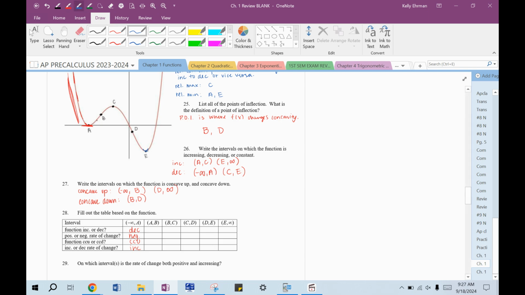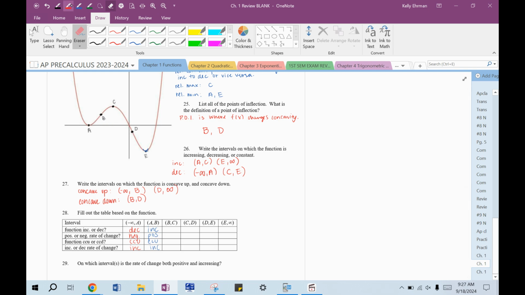Let's do it for A to B. Is the function increasing or decreasing? Definitely going up, so increasing. Remember what that means: the slope between those points would be positive. So increasing goes with positive. Is the function concave up or concave down? It's still on the concave up portion, which means the rates of change are still increasing. They're going from 0 to something more positive.